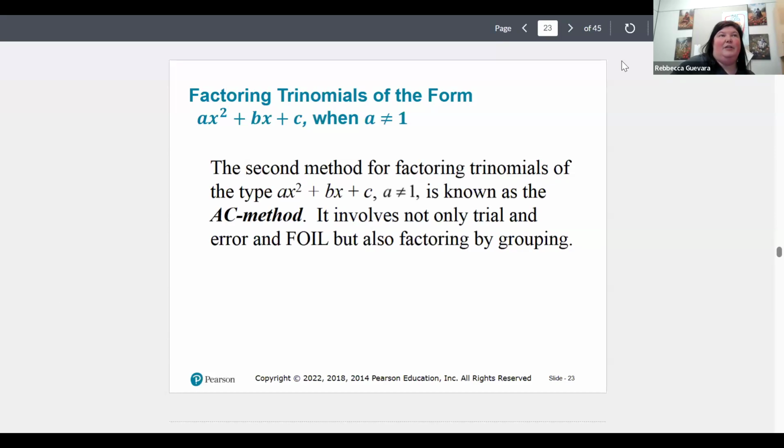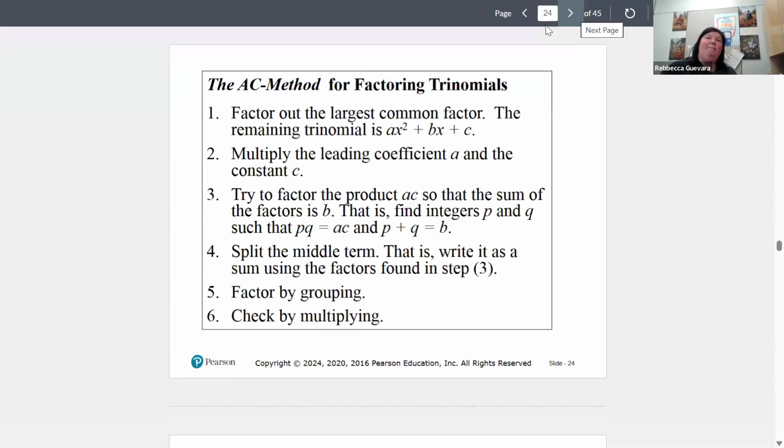So when I mean that a is something other than one, that means it has to look like this. Before, we had x squared and there was no number in front of it. Now we have something in front of it, so we have something other than one. Kind of goes along with that reverse FOIL idea. We can talk about the steps.